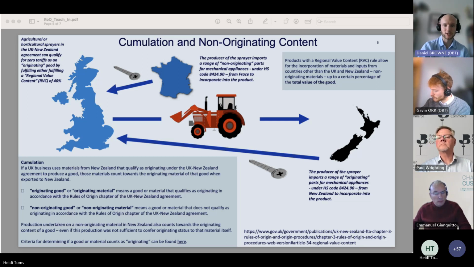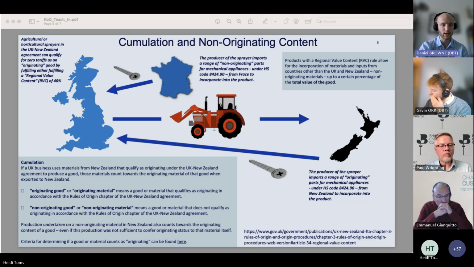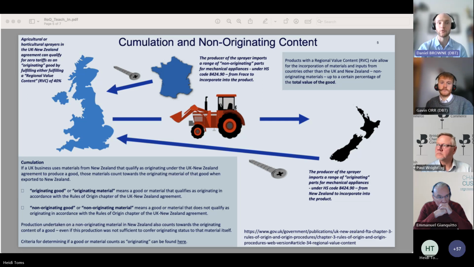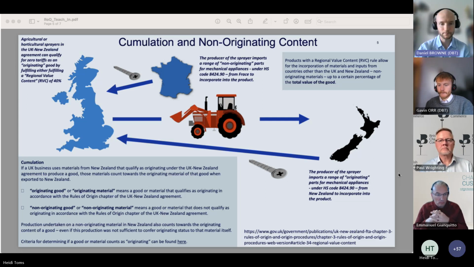So I'm going to direct you to the bottom right hand corner here. That's a link to the relevant article of the UK-New Zealand agreement on how you can calculate an RVC when exporting to New Zealand. So basically the producer of the agricultural sprayer needs to work out the total value of the good and how much of that value comes from originating materials, that's materials from the UK and New Zealand, and how much comes from other countries outside of those two, so from France, from the US, Japan, whoever.